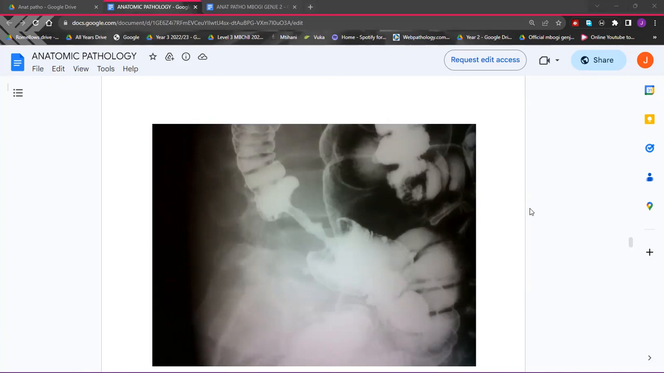Bottleneck lumen. What does it signify? Someone says a stricture. Someone says it signifies duodenal atresia. Any more tries?